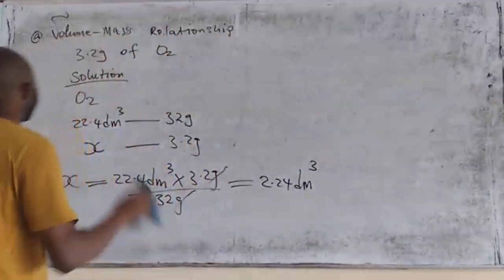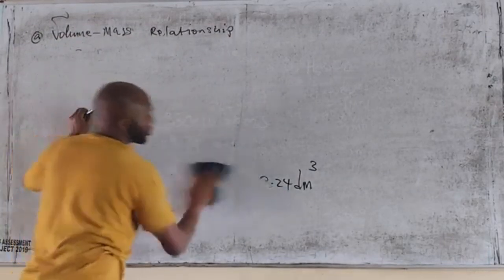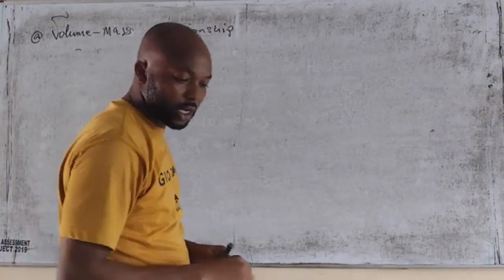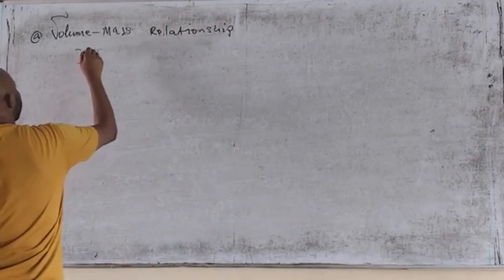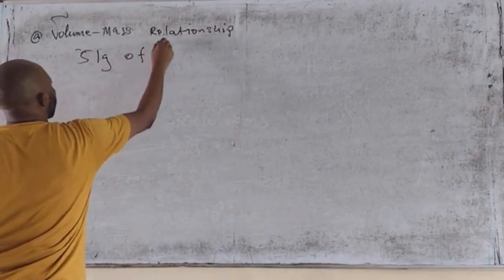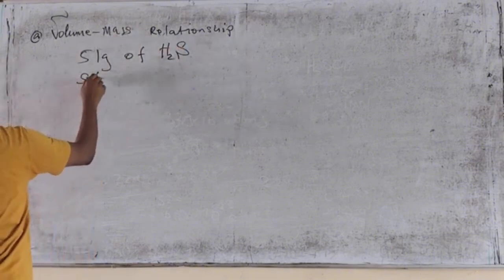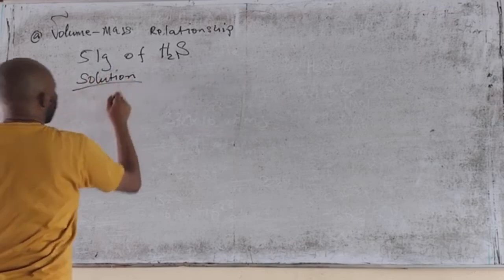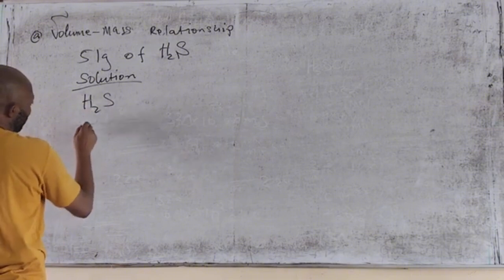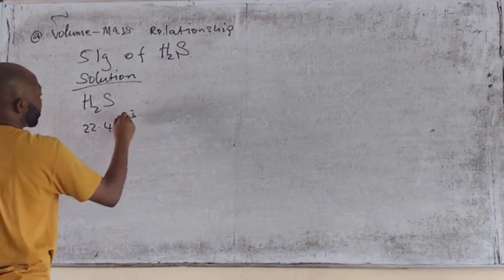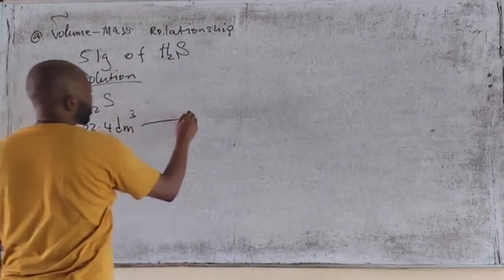Number two. Calculate the volume of 51 grams of hydrogen sulfide. Solution. This is hydrogen sulfide, H2S. The volume of this is 22.4 dm cube. It's equivalent to sulfur, which is 32, plus 2, 34. So 34 grams.